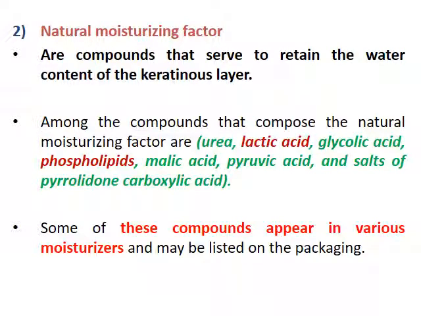The second natural factor is the natural moisturizing factor. The natural moisturizing factor is a group of compounds that serve to retain the moisture content of the keratinous layer. This group of compounds includes urea, lactic acid, glycolic acid, phospholipids, malic acid, pyruvic acid, salts of pyrrolidone, and carboxylic acids, which preserve the moisture level inside the keratinous layer.